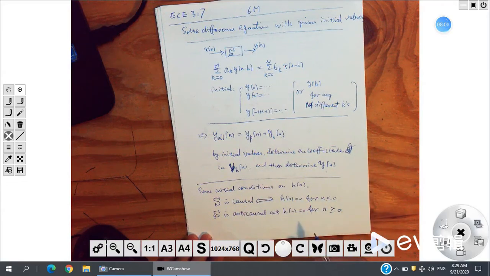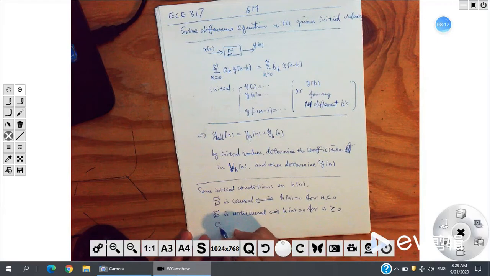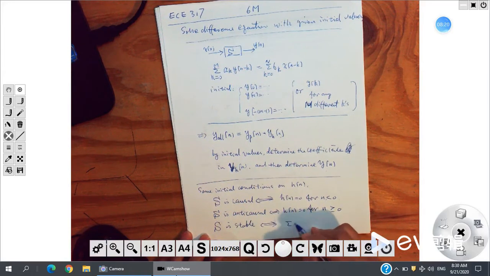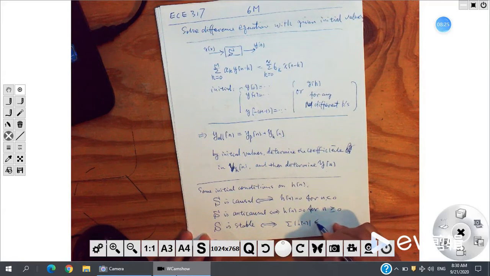All right. And if the system S is stable, then the summation of h of n is a finite number. If this summation goes to infinity, then S is not stable. So we have this one. Okay.